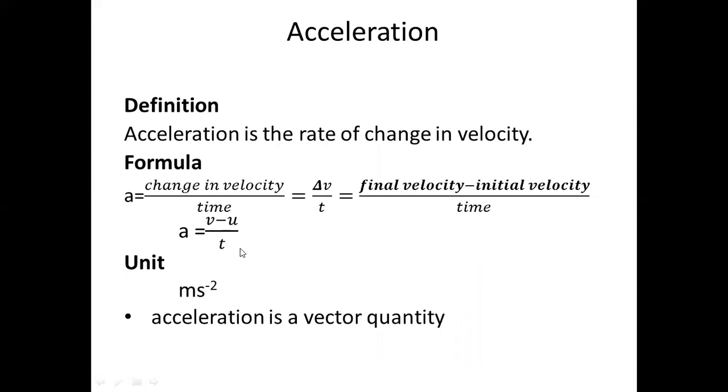So the formula of acceleration is, the symbol used to represent acceleration is small a. Small a is equal to v minus u divided by t. v is the final velocity, u is the initial velocity. The SI unit of acceleration is meter per second square. Since acceleration is rate of change in velocity, and velocity is a vector quantity, therefore acceleration is also a vector quantity.